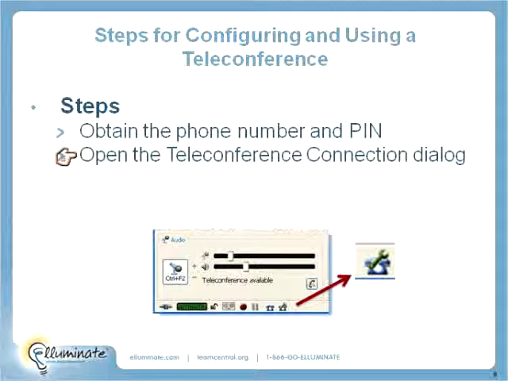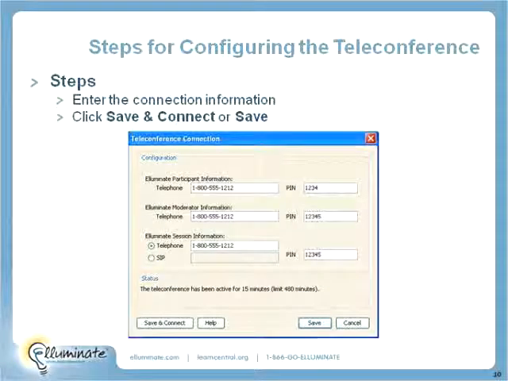You can also, right from within the session, click the little button. It's got a little wrench there. It looks like a telephone with a wrench, and that lets you set up the teleconference. You're going to enter in the telephone number and the PIN. You're going to have to enter in the moderator. So with a teleconference, you always have a moderator PIN and a participant PIN.